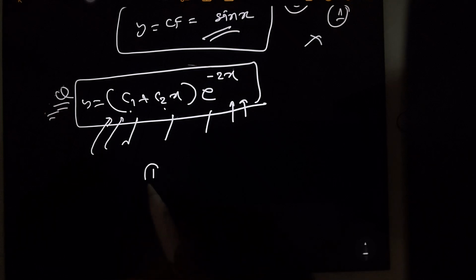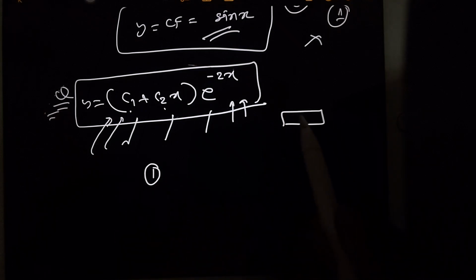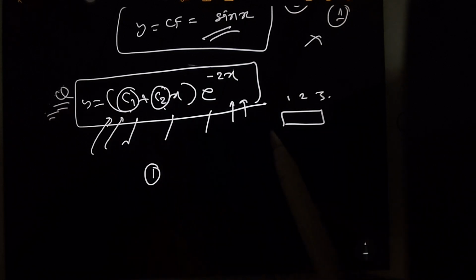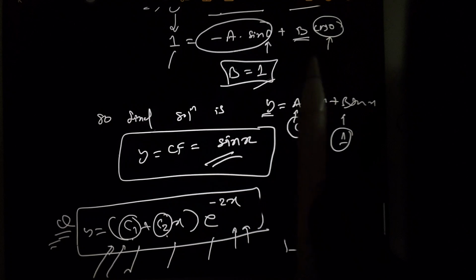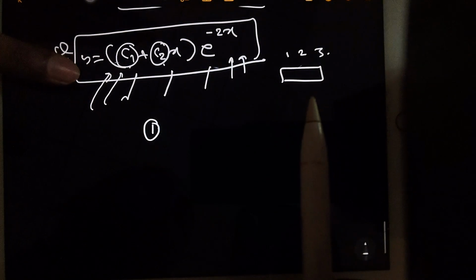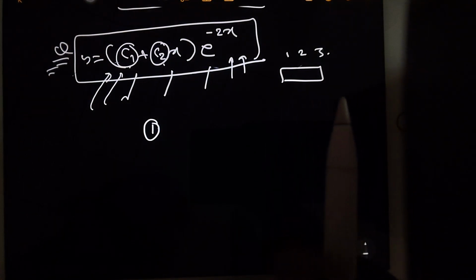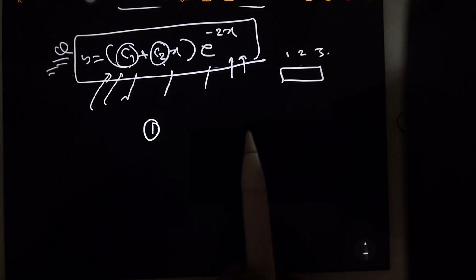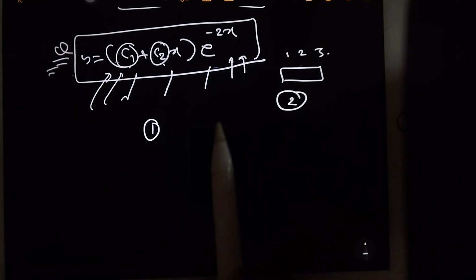Understand. First thing you check is the order of the differential equation. What will be the order? 1, 2, 3, what? Here two constants are used, so the order will be 2. Because you can see, we also got two constants a and b when the order was 2. So remember, whatever the order of the differential equation, that many constants you will get. So first, the differential equation will have order 2.